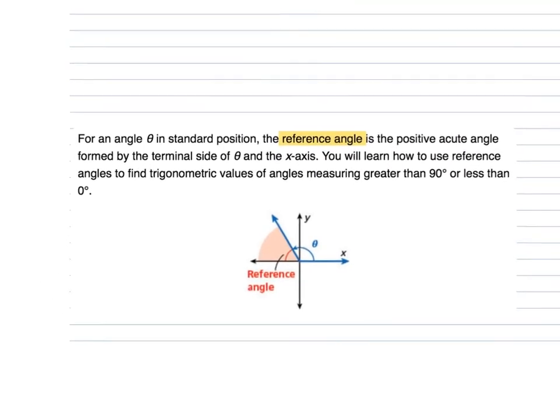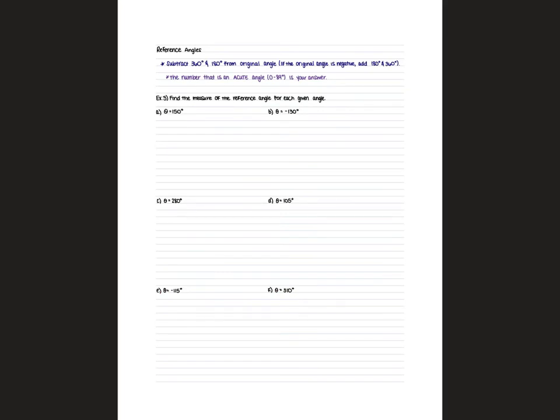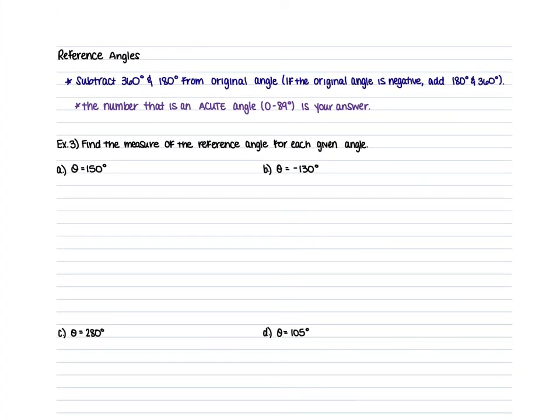Our next part of your lesson deals with reference angles. When we are working with reference angles, we want to use angles to find trigonometric values of angles measuring greater than 90 degrees or less than 0. So your answers have to be an acute angle, okay? So they have to be anywhere between 90 and 0 degrees. So with these angles, you are either working with 360 or 180, whichever one is going to give you the angle measurement that's between 0 and 90.